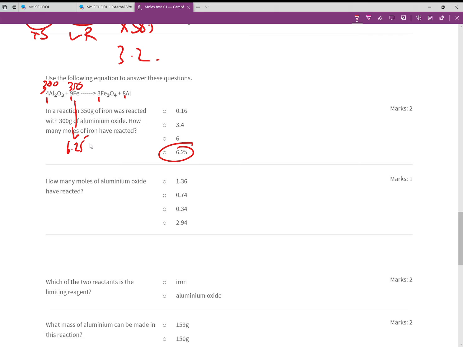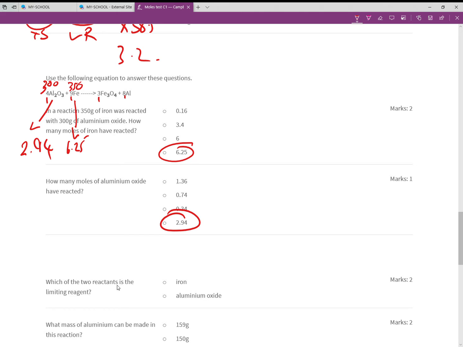Okay, so 6.25 moles of iron is what I have. Let's look at my aluminium oxide. So I have 300 moles of aluminium oxide. Sorry, 300 grams of aluminium oxide. And I need to divide that by 54. And my 3 oxygens are 48. So that gives me my moles of this is 2.94.